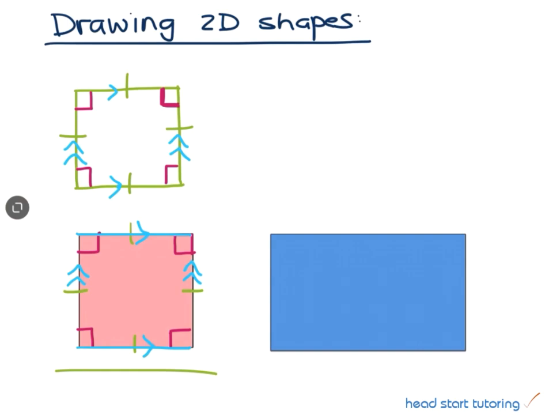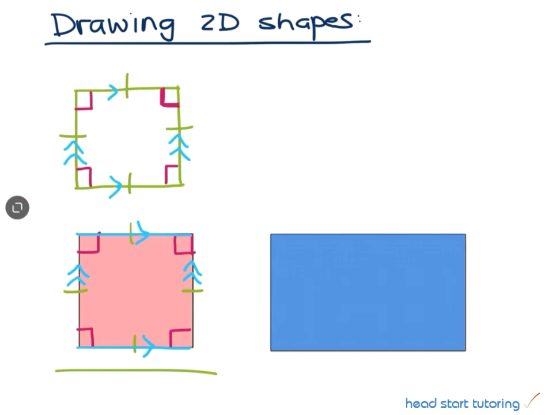Remember that we need to work with our sides, we need to work with parallel sides, we need to work with equal sides. We need to work with angles and whether any of our angles are equal and what they would be equal to. If they are 90 degrees, then we do what we've done here.